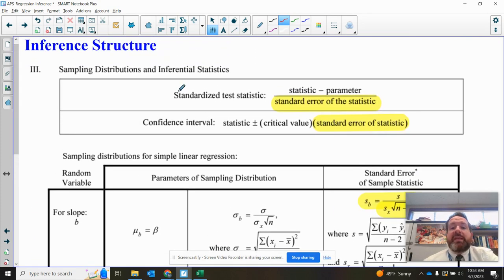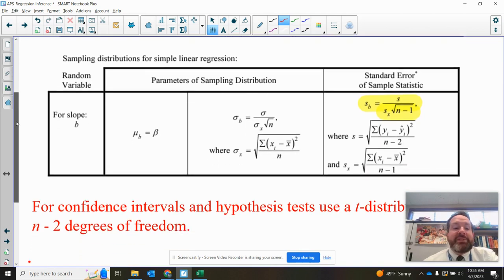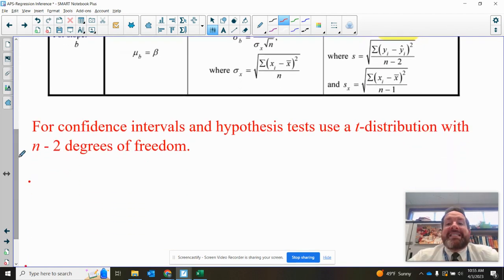So in both the standardized test stat and the confidence interval, this standard error of statistic is this. That's that right there. We're generally going to rely on computers and calculators to find that for us. Here's the thing I need you to know, though. We're going to use the t distribution, because remember, we had something that was roughly normal, kind of like we do with means, and we use t's for means. We're going to use t's here. But the degrees of freedom is n-2, where n is the number of points, xy pairs, that you used to find that sample slope.